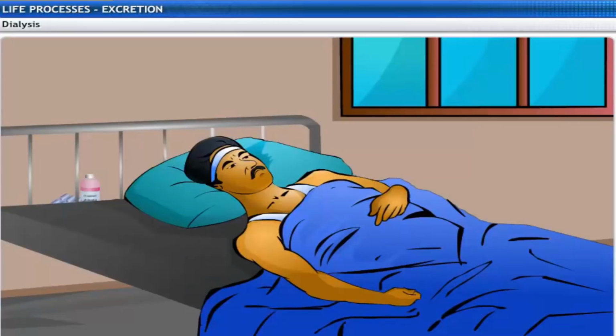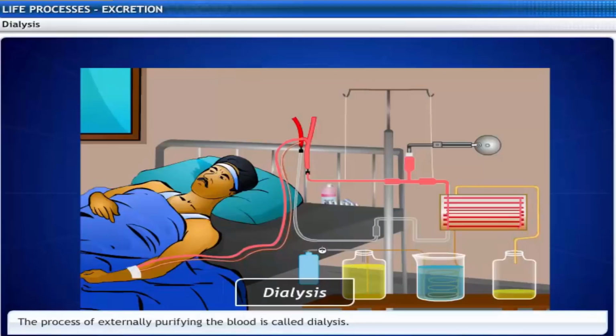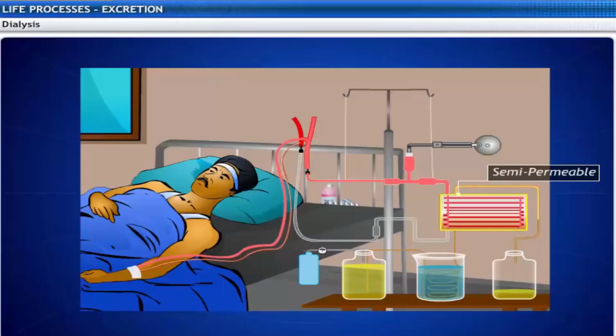For people with an injured kidney, an external artificial kidney can be used to remove nitrogenous waste products from the blood. The process of externally purifying the blood is called dialysis. An artificial kidney contains a number of tubes with a semi-permeable lining suspended in a tank filled with dialyzing fluid. This fluid has the same osmotic pressure as blood, except that it is devoid of nitrogenous wastes.